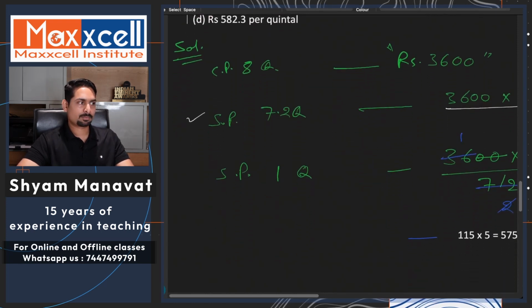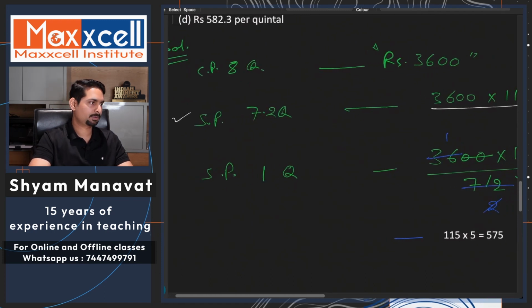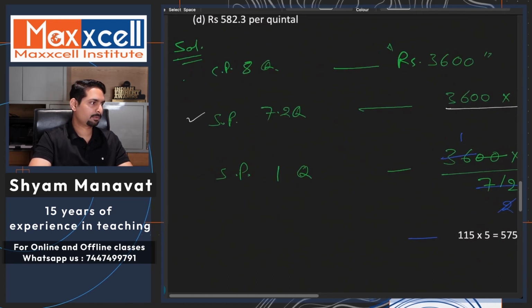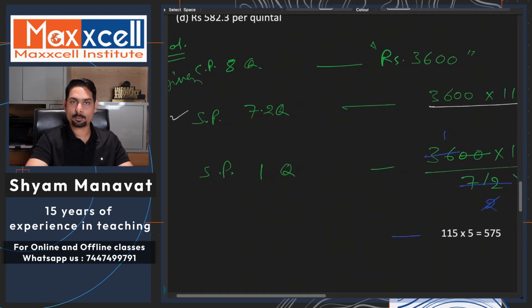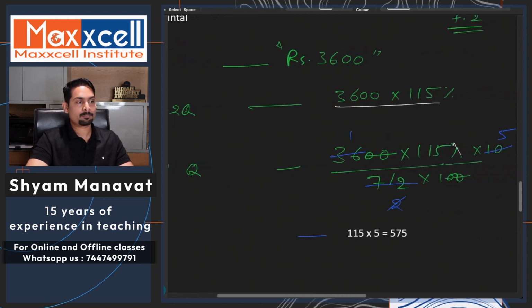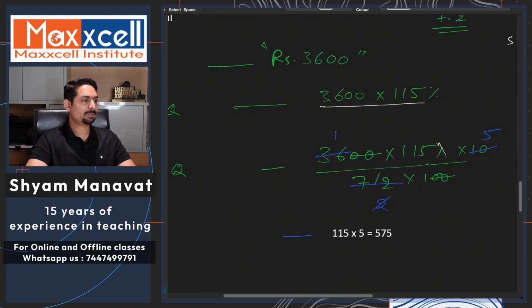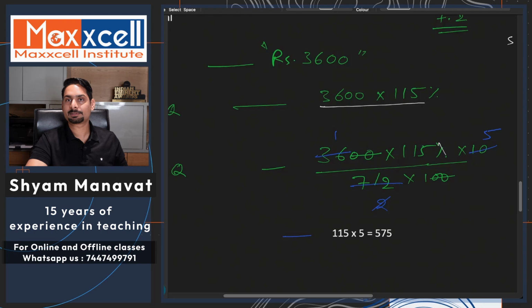Okay. Cost price is given. Selling price quantity now is 0.8 quintals lost. So we have 7.2 quintals. With 15% profit, the selling price should be 15% more. So cost price into 100% plus profit percent.